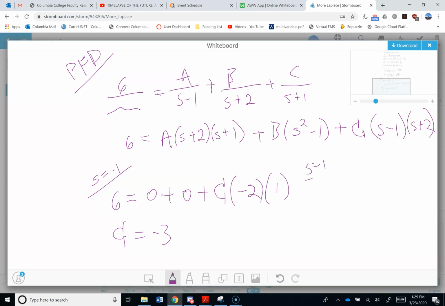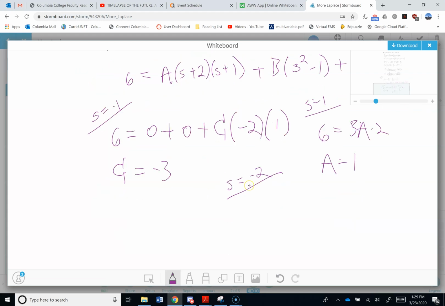At s is 1, I get 6 is 3a times 2. So that'll be a is 1. And at s is negative 2, I'm going to get 6 is 0 plus b times 4 minus 1 is 3 plus 0. Okay, so I got b is 2.